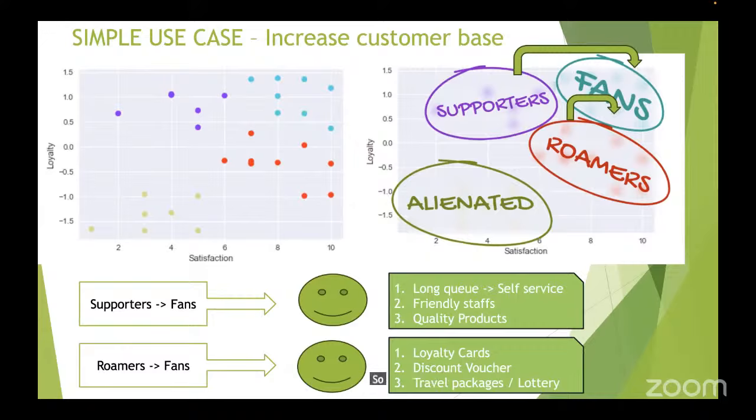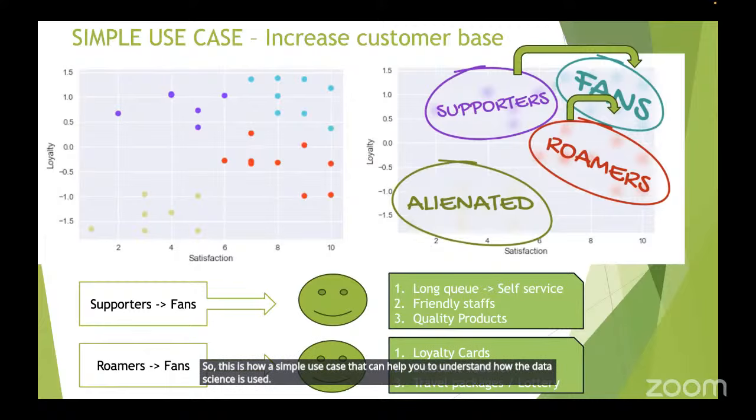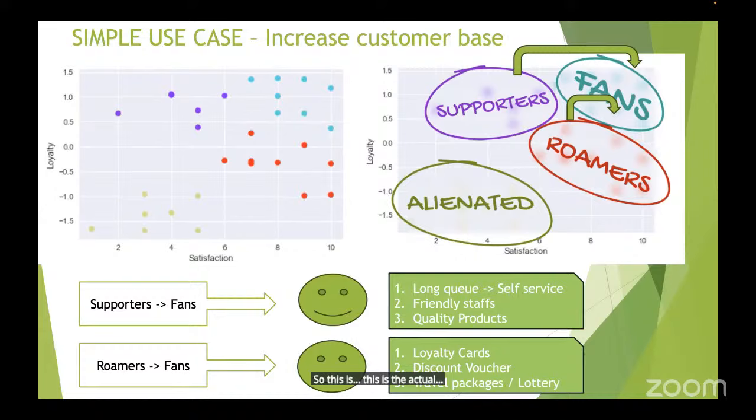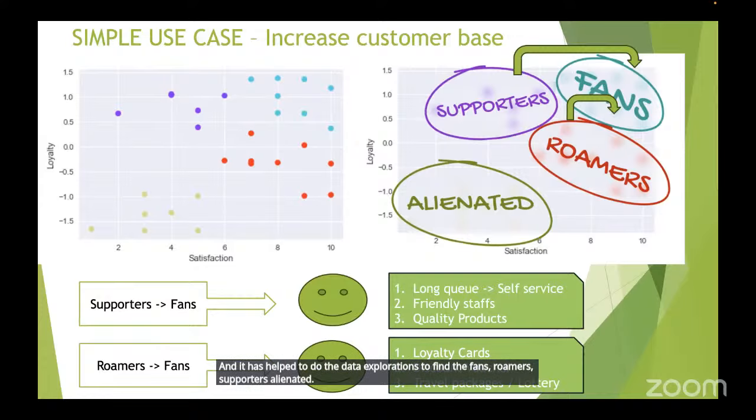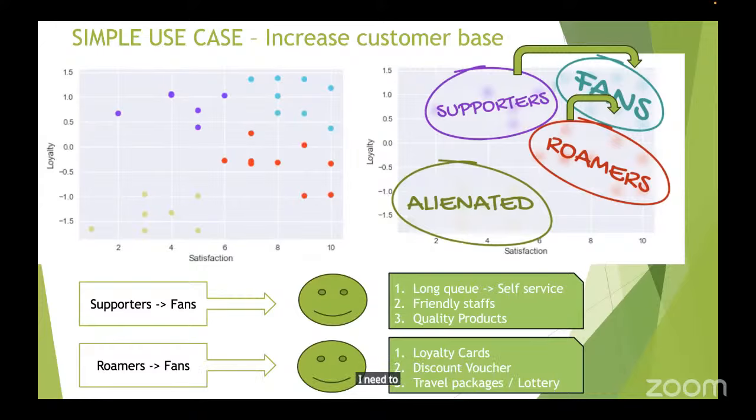So this is a simple use case that can help you understand how data science is used. This is the actual use case of how data science is used internally. Here, data science has helped by collecting the data and doing data exploration to find the fans, roamers, supporters and alienated. Now I know my requirement is to convert supporters into fans and roamers into fans. I have the huge data and I need to get a response. If I give supporters, what is the output? If I give roamers, what is the output?